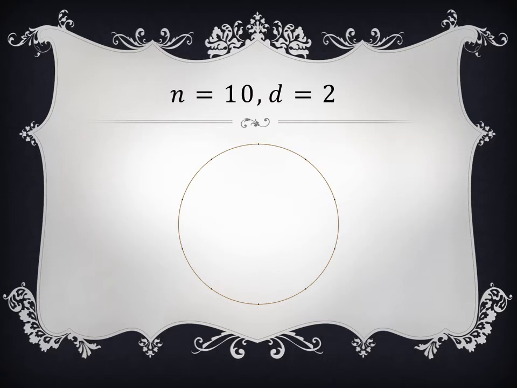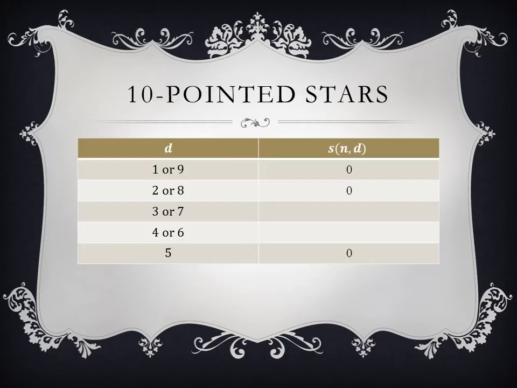First, let's check 2. We expect not to get a valid star, so if we do get one, we know that all of our hypotheses are wrong. And in fact, we get a pentagon, which is not a star, nor even 10-pointed. So 2 is not valid, which we were expecting.